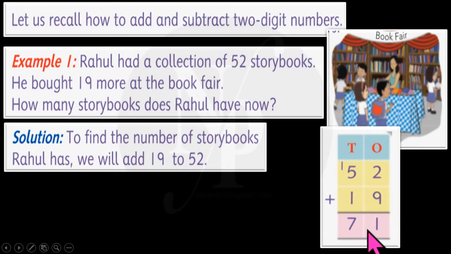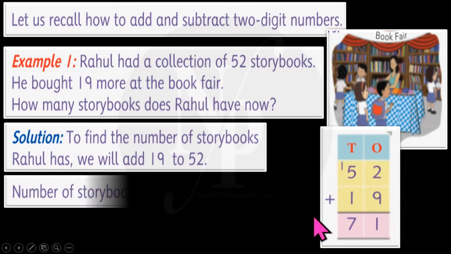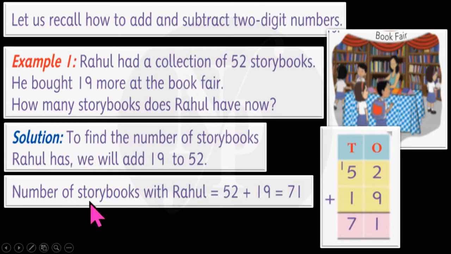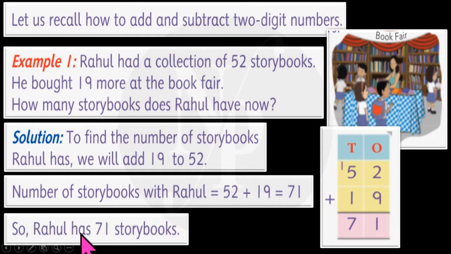And what does 71 represent here? 71 is the total number of story books Rahul has now. Number of story books with Rahul is equal to 52 plus 19 is equal to 71. This is what we have found now. So Rahul has 71 story books. This is how we can find the total number of story books Rahul has after buying 19 new books from the book fair.